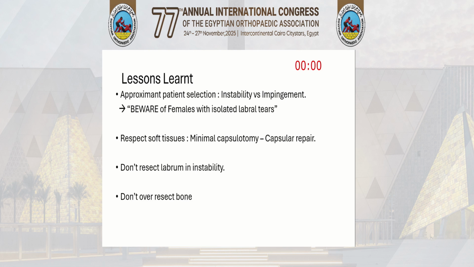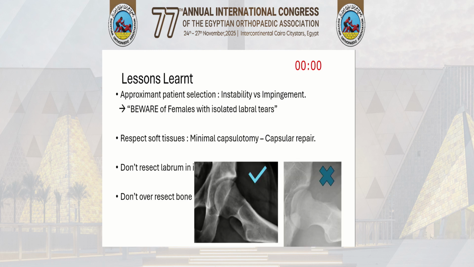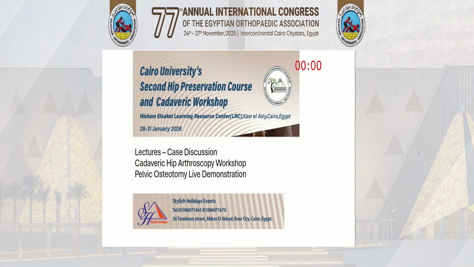We need to respect the soft tissue, so minimal capsulotomies. We need to focus more on doing more capsular repairs, particularly for the females, particularly for the ones which we suspect instability. We should not resect the labrum in cases of instability. We should not over-resect the bone. Our cams should be looking like a slope rather than a cliff. Cams that look like a cliff or pincers that have been over-resected could lead to instability, or iatrogenic instability, following our hip arthroscopy surgeries.